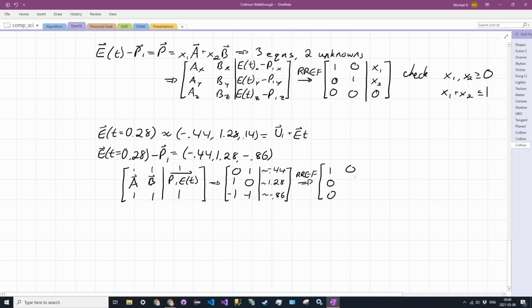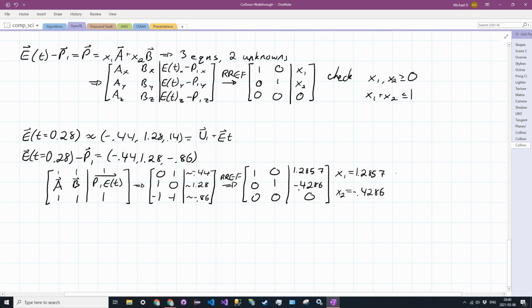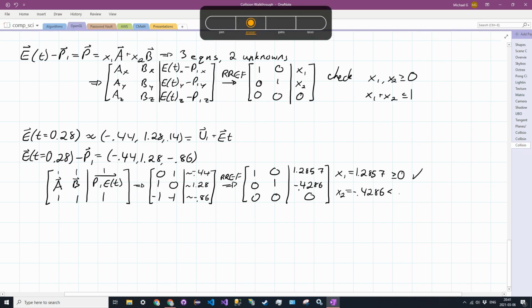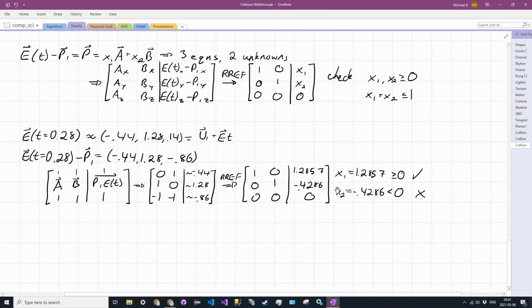And then if we reduce this, we get the identity (1, 0, 0, 1), and then the components 1.2857, and then negative 0.4286, and 0 at the bottom. So x1 is equal to 1.2857, and x2 is equal to minus 0.4286. With x1, we have that it's greater than 0, which is good. However, x2 is less than 0, so no good. So that means there's no collision.